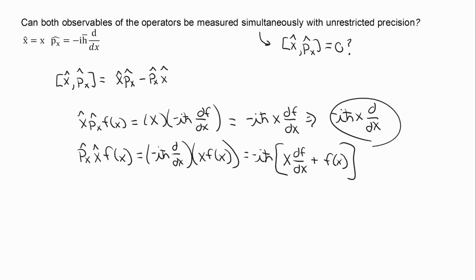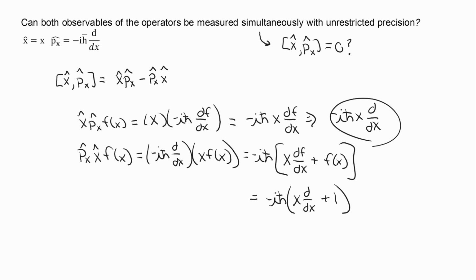And so when you end up factoring out our f function, the order of these operations does matter, and this is the reason why. We'll end up having minus i h bar times x times the first derivative plus 1. That is going to be our p x operator.